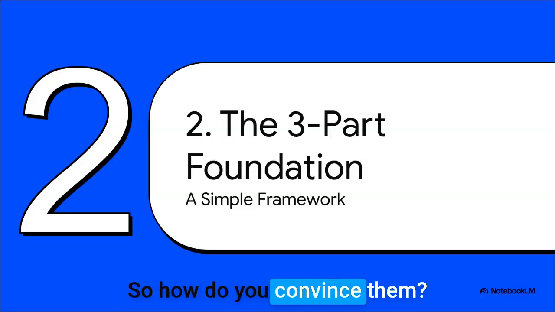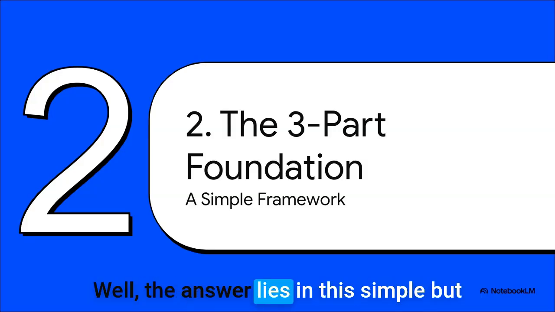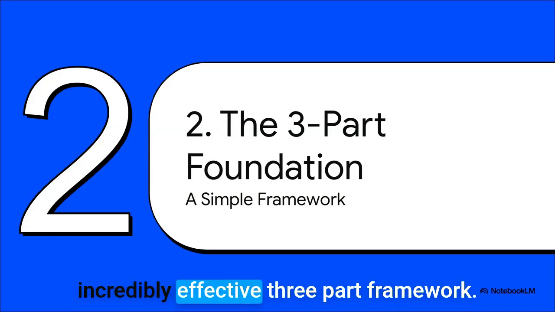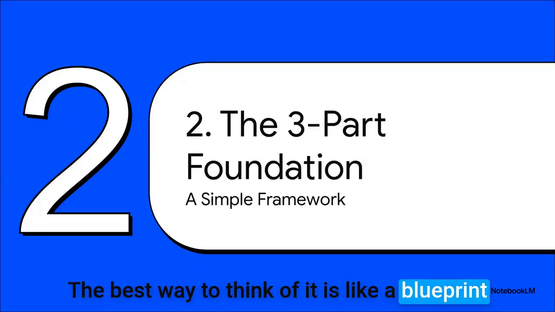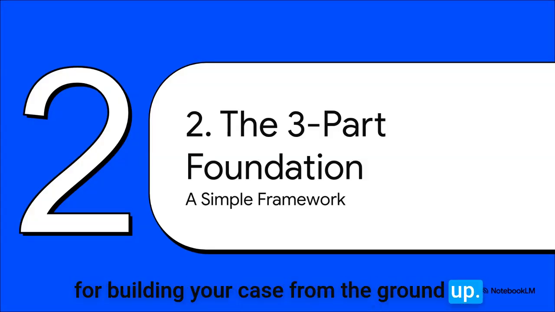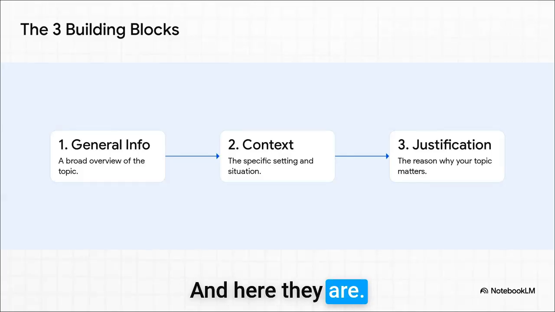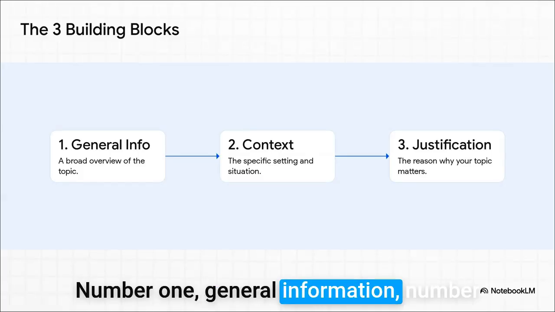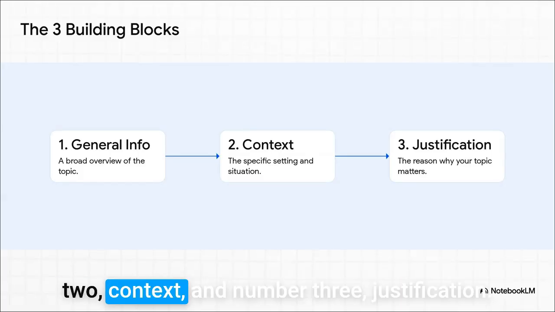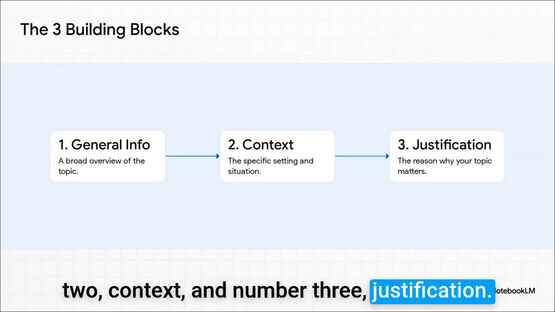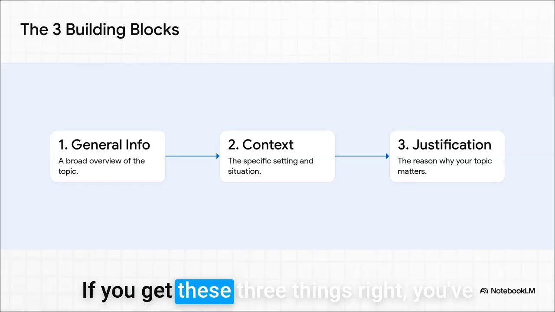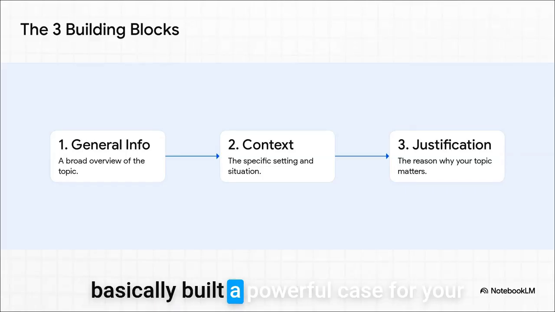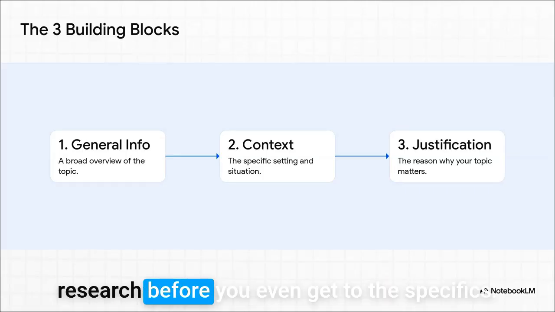So, how do you convince them? Well, the answer lies in this simple but incredibly effective 3-part framework. The best way to think of it is like a blueprint for building your case from the ground up. And here they are. Number 1, general information. Number 2, context. And number 3, justification. Think of these as 3 essential building blocks.